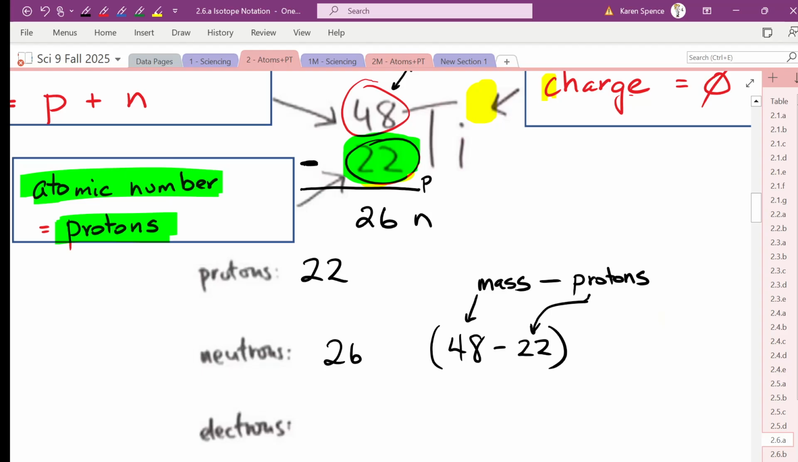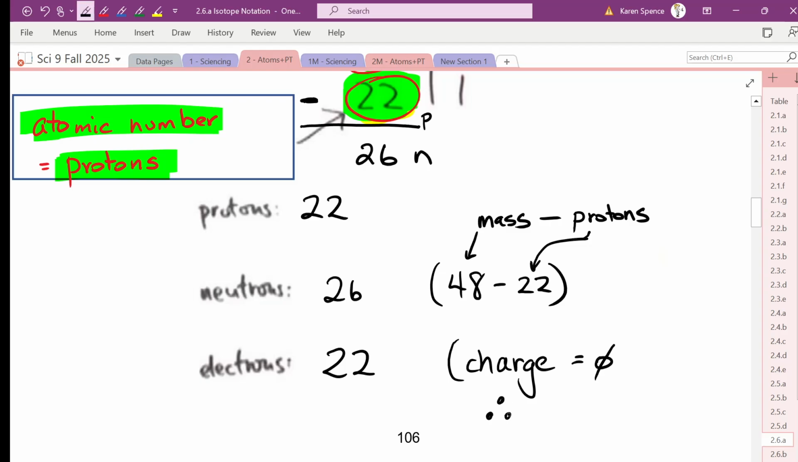Electrons. Jennifer, how many electrons? 22. And how did you know that? If you don't know, that's okay. She's not here. Max, how would we know that we have 22 electrons? Yeah, the charge is 0. And therefore the electrons, which are negative, are equal to the protons, which are positive. Very nice.